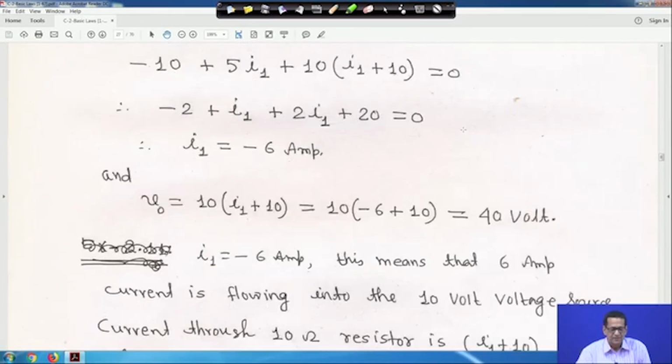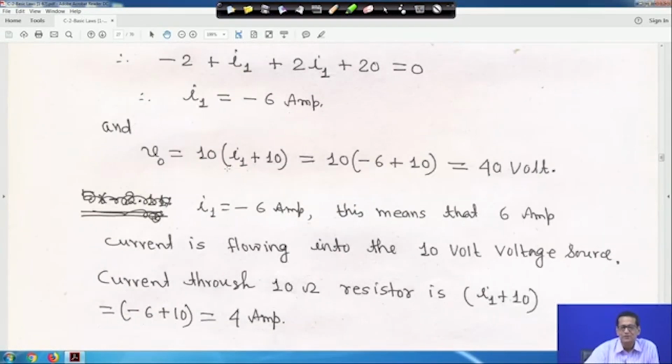So, now V0 is equal to, as I showed you previously, 10 into I1 plus 10. So 10 into I1, where I1 is minus 6, so it is 10 into minus 6 plus 100, that is 40 volt. So V0 is equal to 40 volt. Now, I1 is equal to minus 6 ampere.